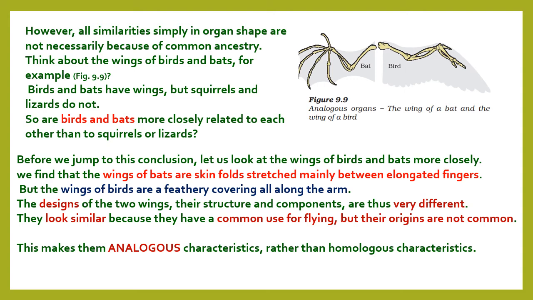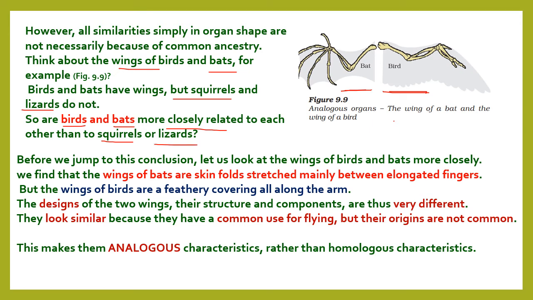However, all similarities in organ shape are not necessarily because of common ancestry. Have you ever thought about the wings of birds and bats? Here are the wings of a bat and a bird. Birds and bats both have wings, means their body organ is the same. The bat has a wing and the bird has a wing, but squirrels and lizards do not. Birds and bats are more closely related to each other, why? Because they both have wings. They are not that close to squirrel and lizard.